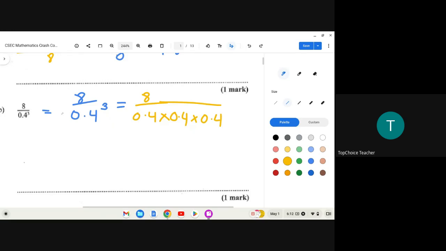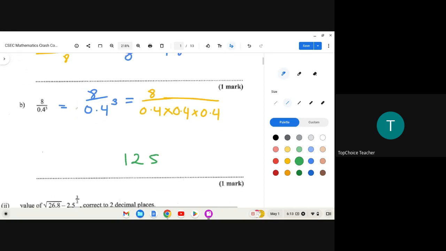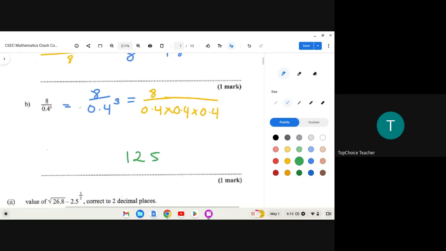I heard 8,000, right? But that's not entirely correct. But I heard the correct answer predominantly. The correct answer for this is indeed 125. Okay, so those who got 125, very good. If you did not get 125, don't be alarmed. Try this question over. Use this method here and see if it could help you to get your answer.